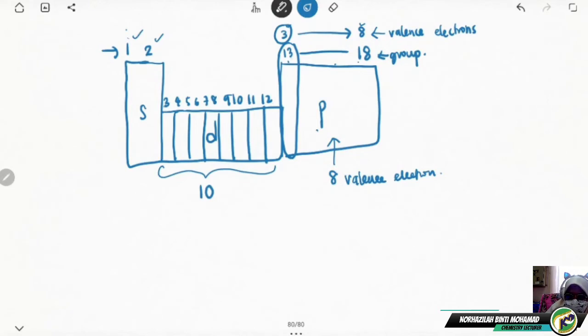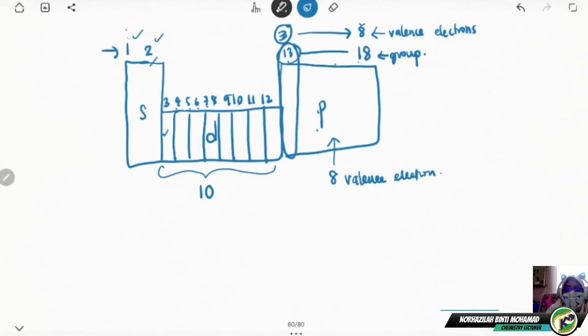Kita tahu ini ada 3 valence sehingga 8 kan? Dia ada 3 valence tapi dia dekat P block. Dia tak boleh duduk kat sini sebab dia P block, dia tak boleh duduk dekat D block. Okay, walaupun valence elektron dia sama, tapi blok dia berbeza. So, dia kena duduk sini. Nak duduk sini, grup dia berapa? Cuba tengok. 1, 2, 3, 4, 5, 6, 7, 8, 9, 10, 11, 12, 13. So, dia jadi grup 13. Faham?